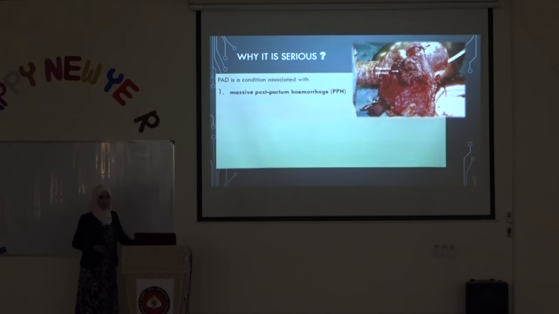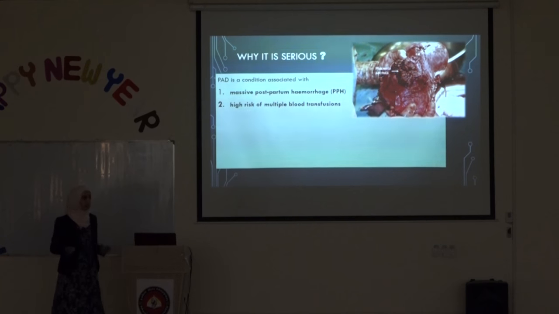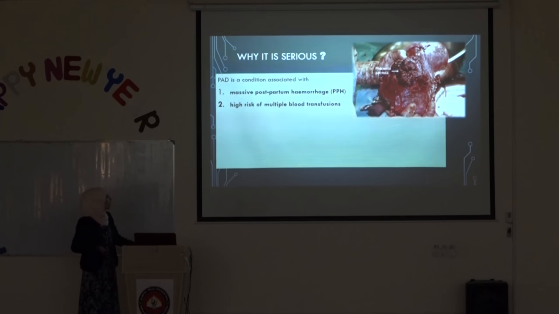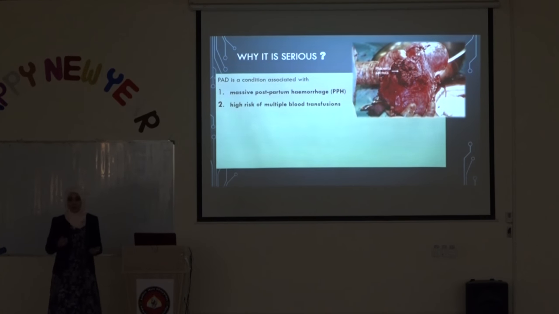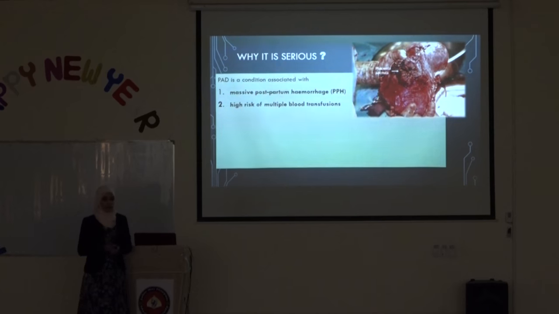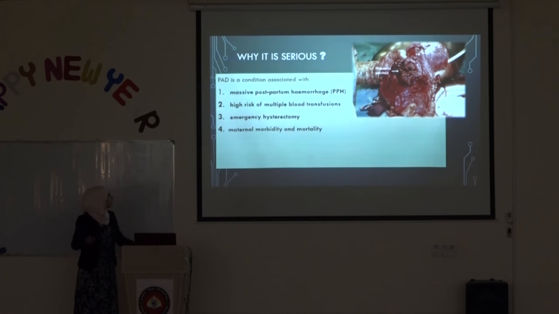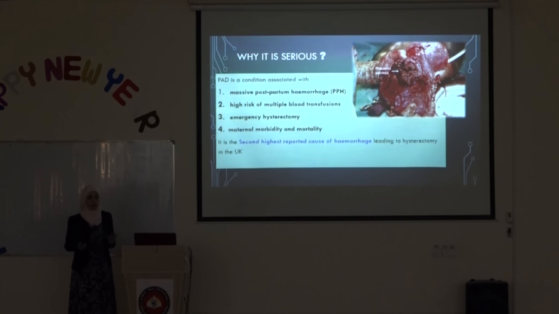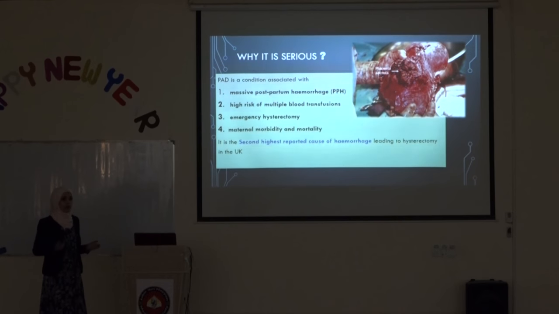So here, the condition is associated with massive postpartum hemorrhage and high risk of multiple blood transfusions, as if there is bleeding, we have to give the mother 6 to maybe 10 pints of blood. So this will put the mother at high risk of complications from blood transfusion. The third one is emergency hysterectomy. If we can't manage this bleeding, we can go to emergency hysterectomy. And also the fourth one, which is maternal and fetal mortality and morbidity. It is regarded as the second highest cause of postpartum hemorrhage in the UK.